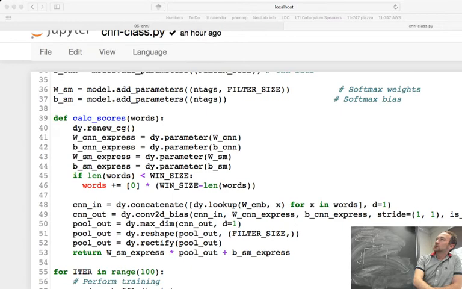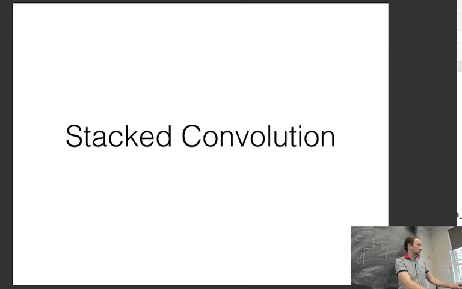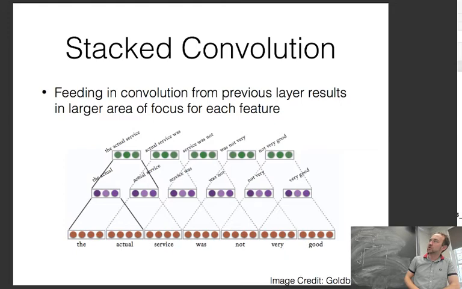So this is the very basics of convolution. Now I'll talk about some more advanced things about convolution. The first one is stacked convolution. The idea is basically that we want to extract features once, and then combine them together one more time.